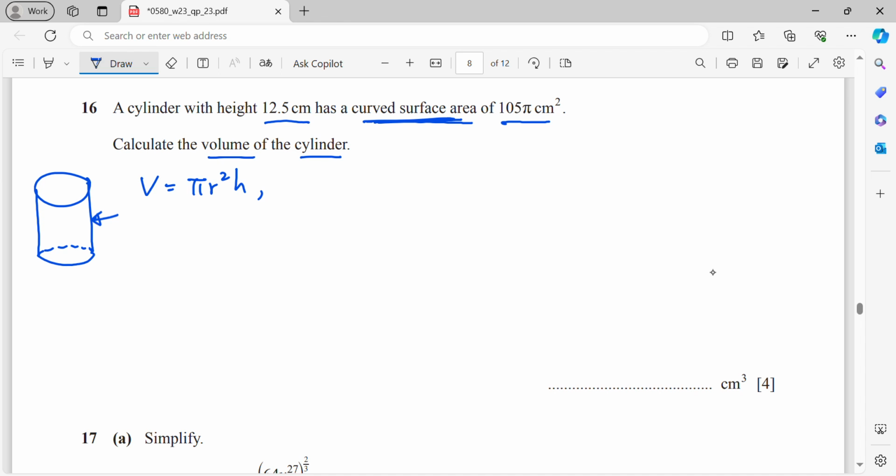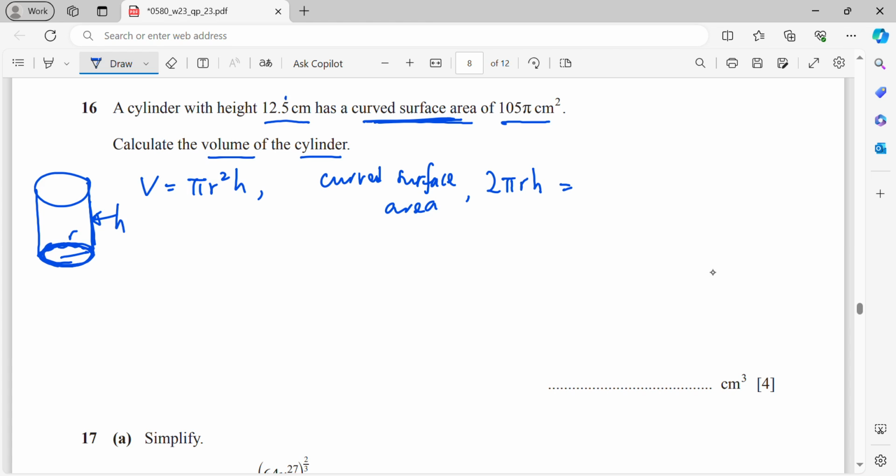So this is a curved surface area. The curved surface area is basically the circumference of the circle times the height. Let's say for example here is r, the radius is r. So the curved surface area formula is 2 pi r h. Okay, 2 pi r h.